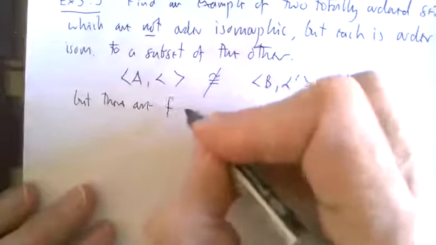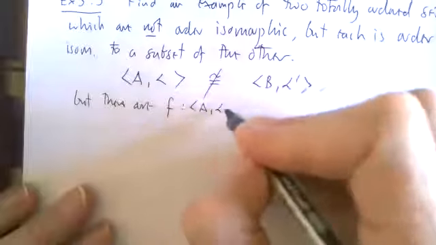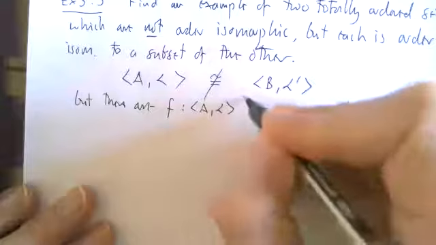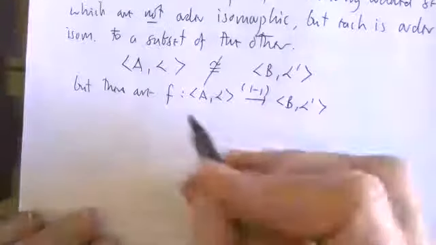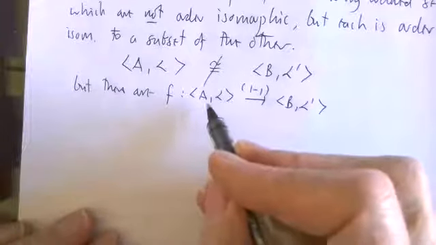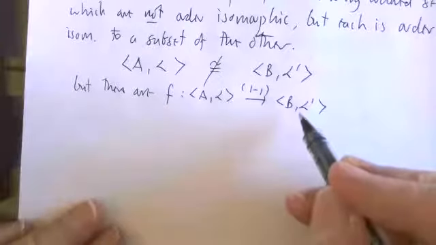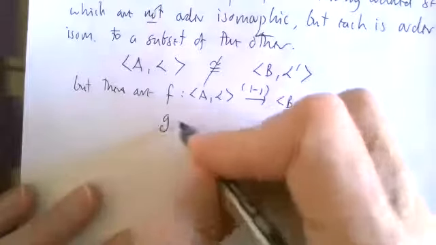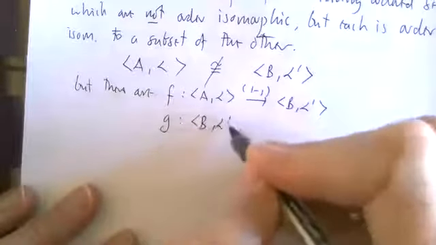So there is an F from A into B, which is one-to-one. Then F will be an isomorphism between A and its range, and its range will be a subset of B. And similarly for G going the other way.